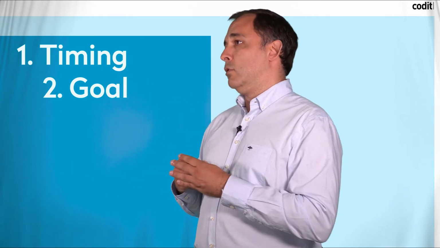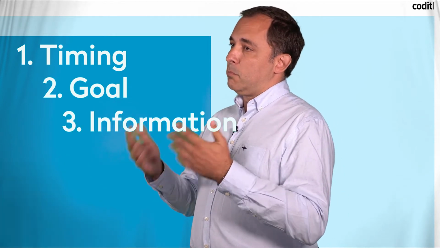The second domain is goal. So the question here is why is someone attacking my system? What is his purpose? And the most obvious reason is to penalize your model, so to alter the performance of your model.